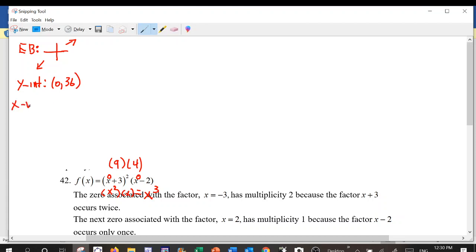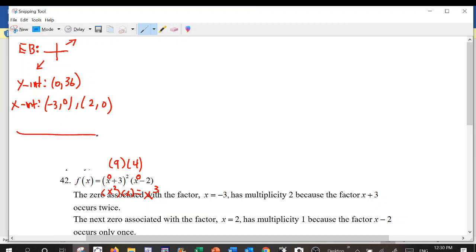And the x-intercepts are, well, negative 3 twice, right? So it's negative 3. And the other one is 2.